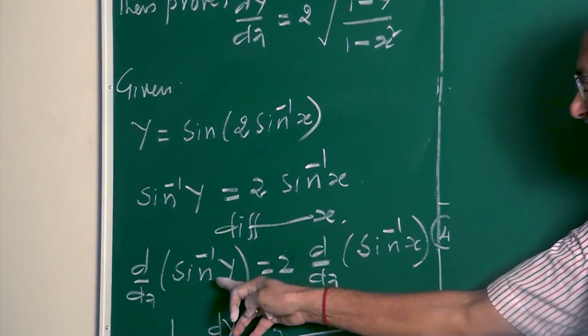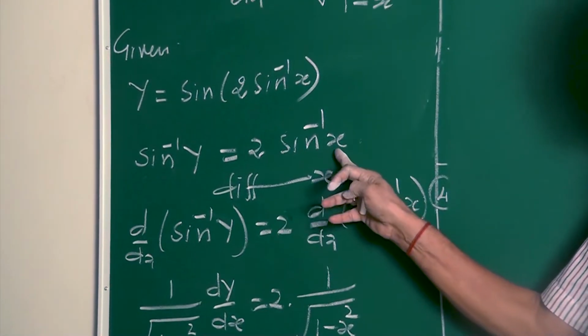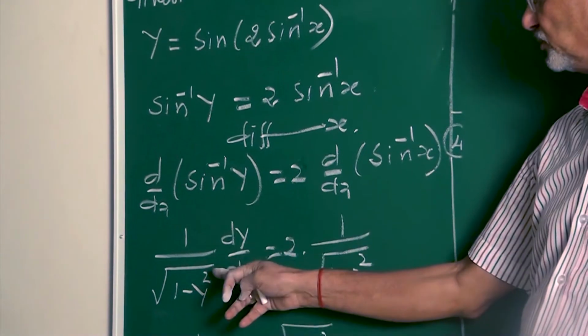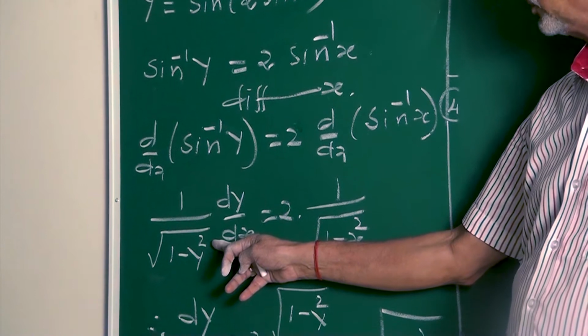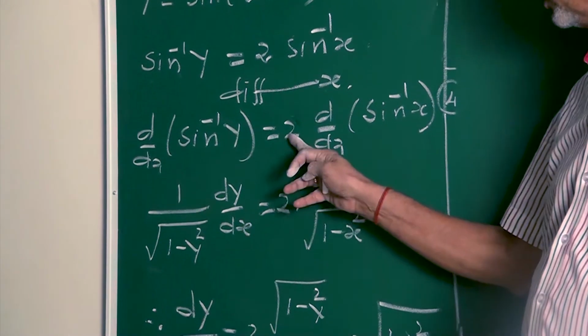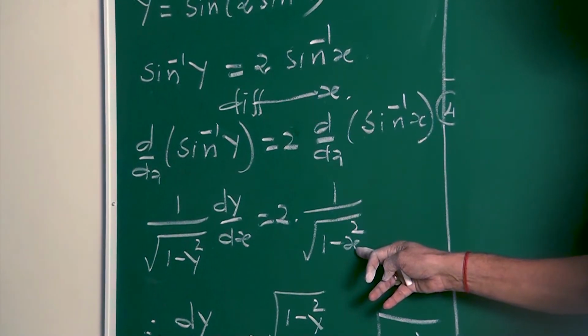Derivative of LHS with respect to x. 2 into k, constant coefficient. Derivative of sine inverse x with respect to x: first with respect to y, 1 upon root of 1 minus y square, into derivative of y with respect to x, dy by dx, equals 2 into, this is with respect to x only, 1 upon root of 1 minus x square.